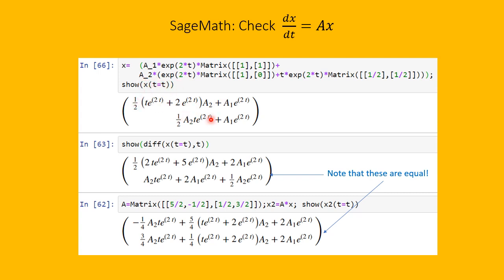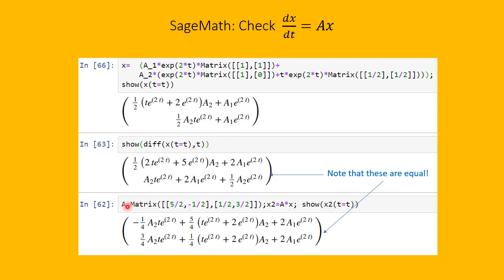And this is what we get. So this is the x that appears here. So let's differentiate x of t with respect to t, and we'll show what the result is. When we execute this command, we get this matrix here, and that is the left-hand side of this equation. Now let's compute the right-hand side of the equation and see if these two quantities are equal.